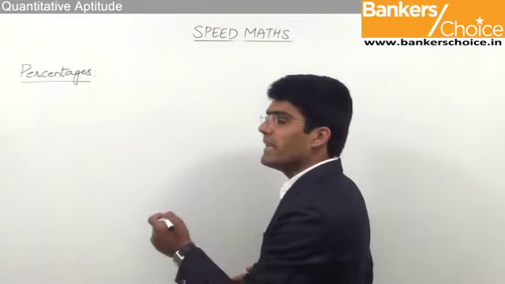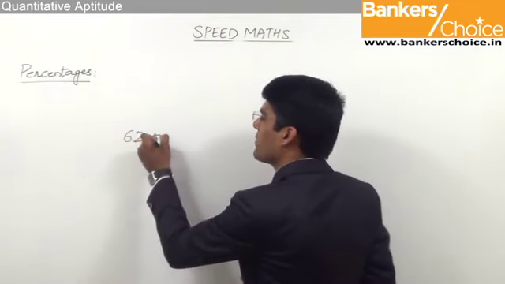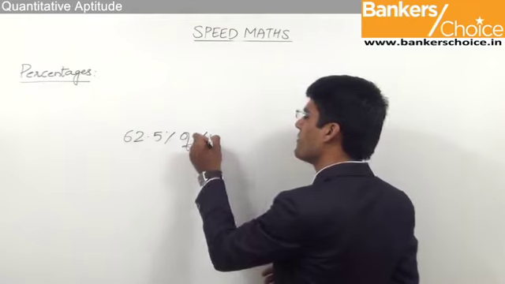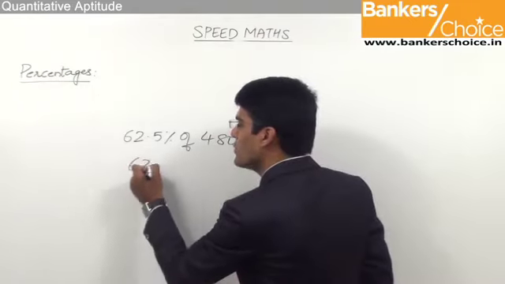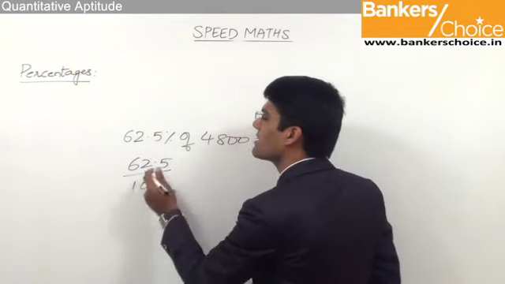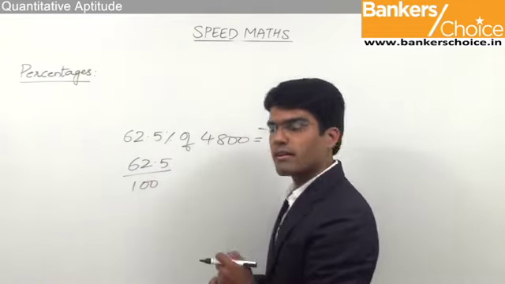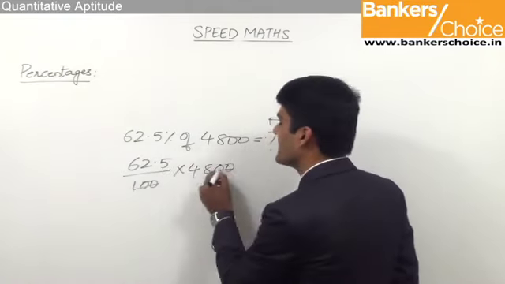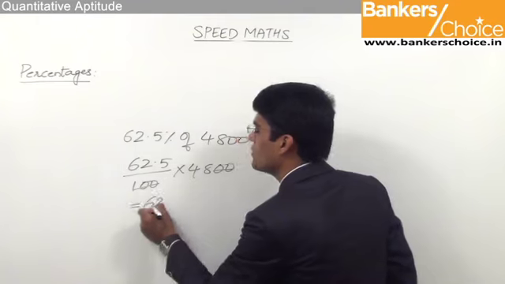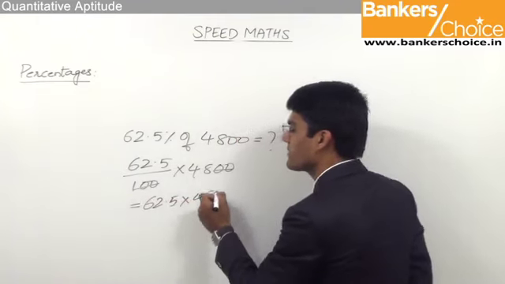Because we are not able to get any idea, we try to do it on paper as follows. 62.5% of 4,800 is equal to what? So this will be taken as 62.5 by 100. Why? Because percentage is nothing but out of 100, into 4,800. So here we see that zeros get cancelled and the answer will be 62.5 into 48.